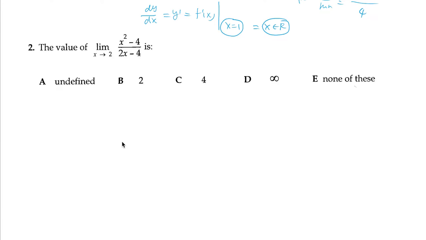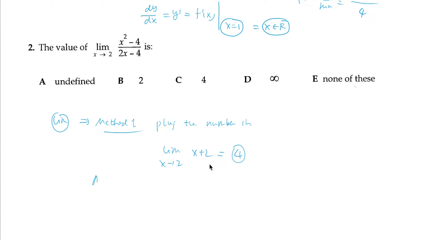So the second question asks you the value of this limit. When you're trying to find any limit, method one is you just directly plug the number in. For example, if they ask you limit x approaches 2, x plus 2, you just directly plug the number in and evaluate, and that will just be 4.